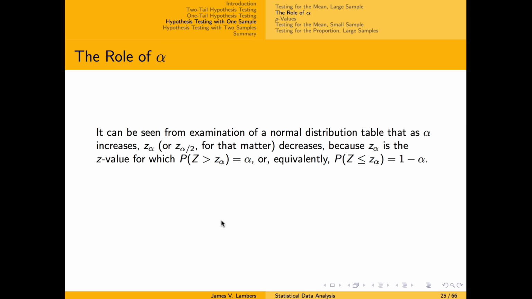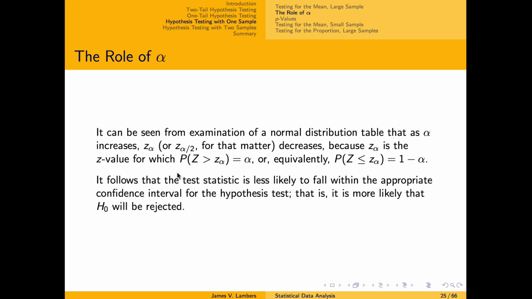As alpha increases, the value of z alpha, or z alpha over 2, decreases because the area of the rejection region is increasing. As a result, the test statistic is more likely to fall within the growing rejection region, so H0 is more likely to get rejected.